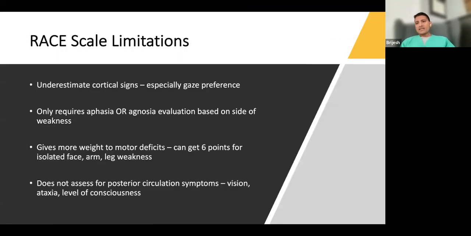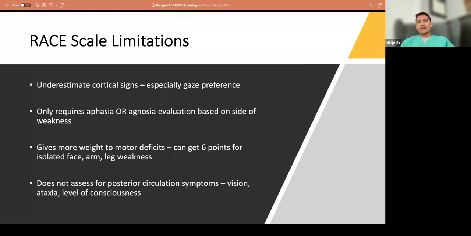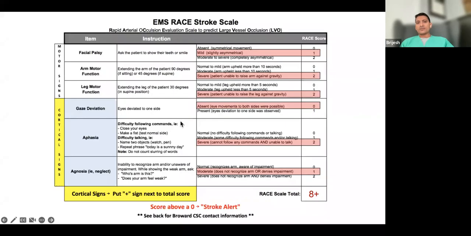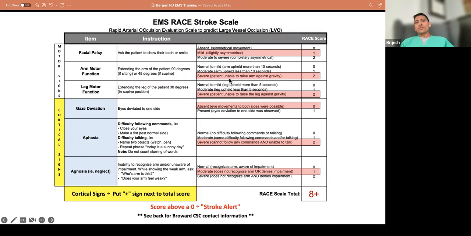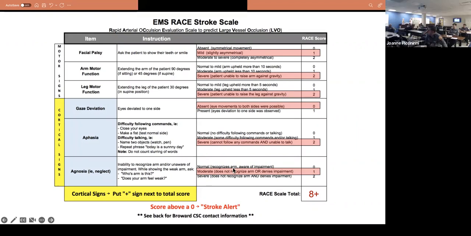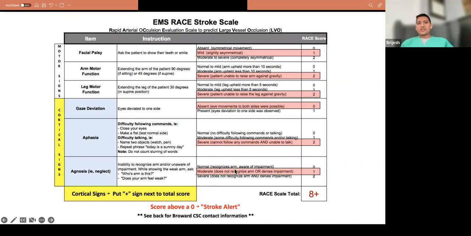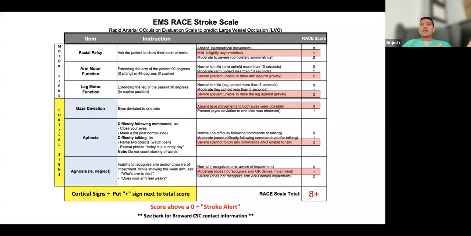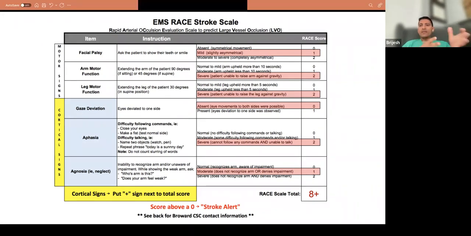The second is that RACE, and this is something we modified on our RACE assessment, only requires aphasia or agnosia evaluation. What I mean by that is if you find that the patient is only weak on the left side, it asks you just to do an agnosia assessment. If they're weak on the right side, it asks you to just do an aphasia assessment. So it picks the side of the weakness in the limbs and guides you to do either aphasia or agnosia.